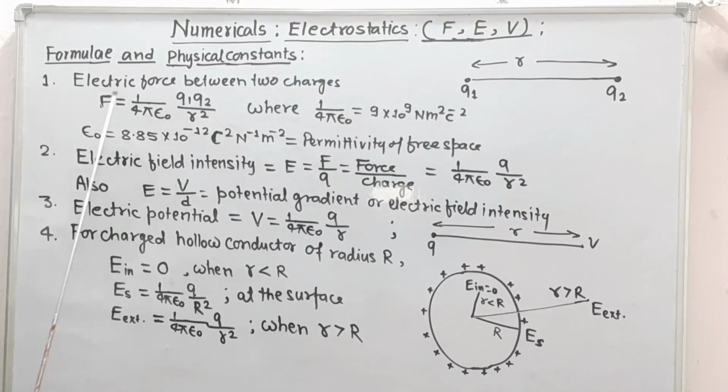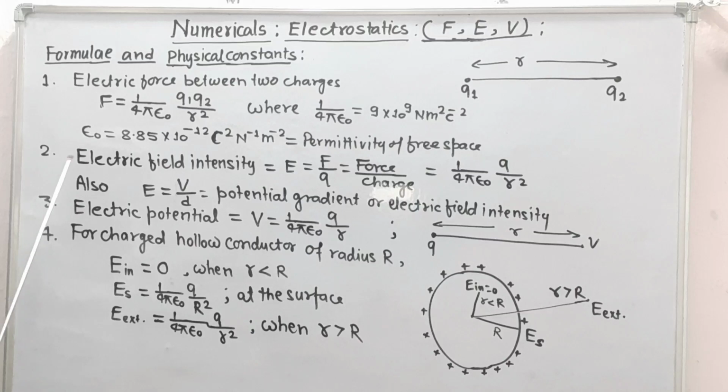That is, its unit will be Newton meter square upon Coulomb square, where epsilon naught is known as the permittivity of free space and its value is 8.85 into 10 to power minus 12 Coulomb square per Newton per meter square.